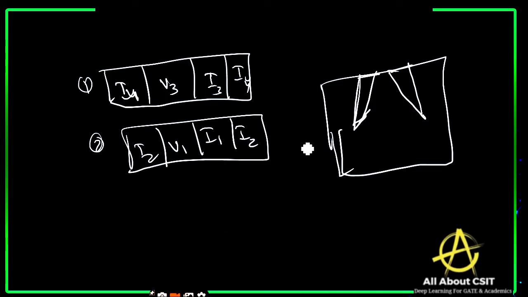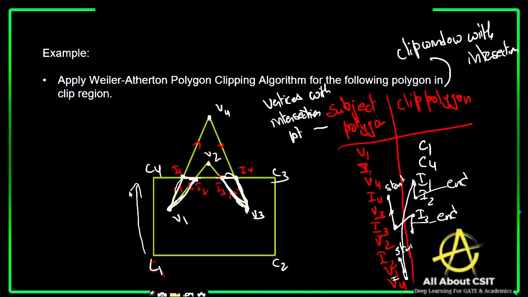Here one polygon is the clip window, C1, C2, C3, C4, and the other polygon is made of these vertices. One is the clipping polygon and the other is the clipped polygon. So this is how you apply the Weiler-Atherton polygon clipping algorithm.